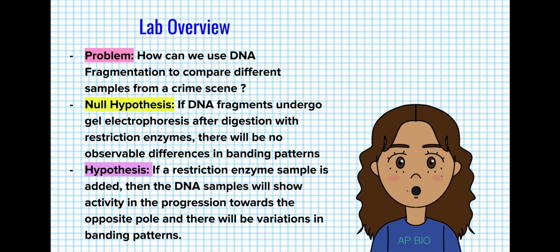Lab Overview. Problem: How can we use DNA fragmentation to compare different samples from a crime scene? Null hypothesis: No observable difference in banding patterns of the agarose gel, because the variations in fragment sizes will be due to random chance. Hypothesis: If a restriction enzyme sample is added, then the DNA samples will show activity in the progression towards the opposite pole and there will be variations in banding patterns.